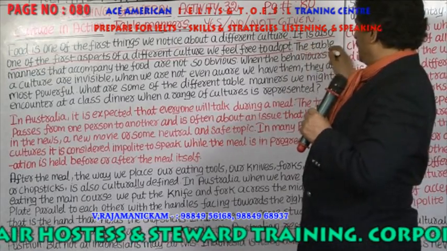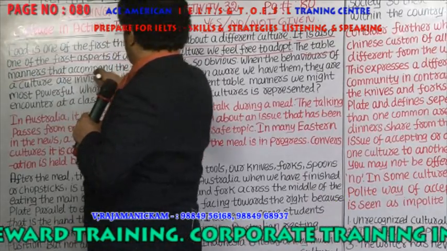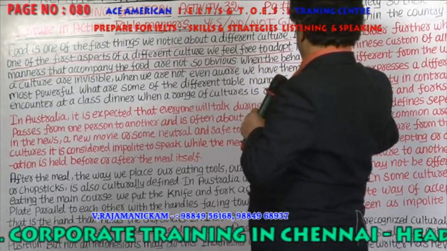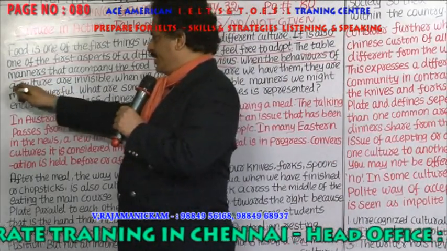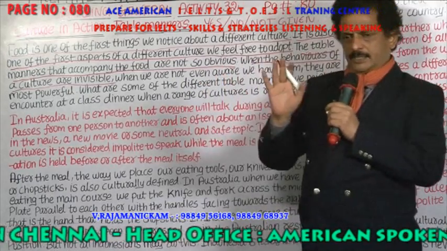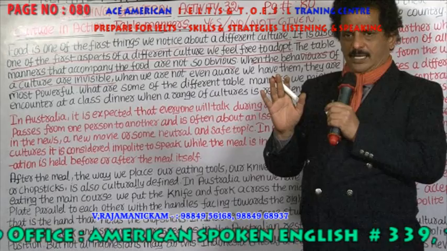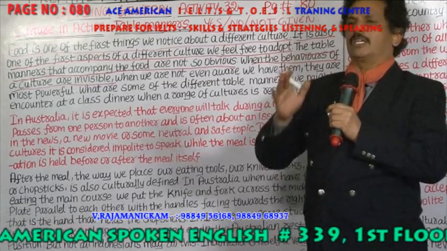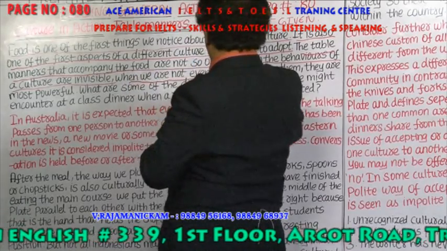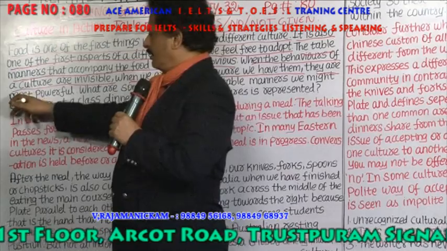The table manners that accompany the food are not so obvious when the behaviors of a culture are invisible. So you don't know, suppose, whether he is an Indian or American or Western or Australian or Canadian, but it is all invisible. But in table manners we can find out what exactly they are. When we are not even aware we have them, they are most powerful.